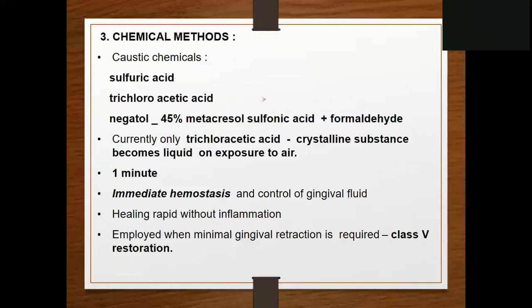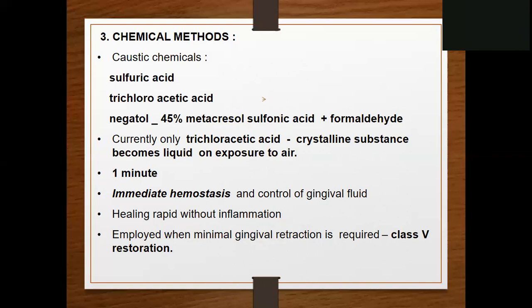Moving on to the third technique, that is the chemical methods, in which we use caustic chemicals. The three caustic chemicals that we use are sulfuric acid, trichloroacetic acid, and negatol. Negatol is 45% metacresol sulfonic acid plus formaldehyde.